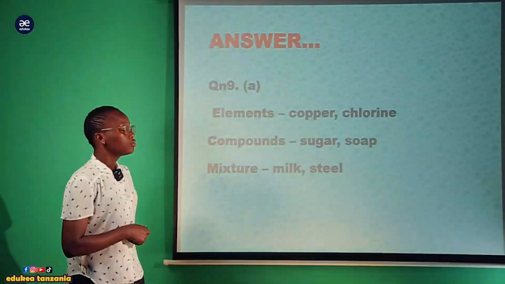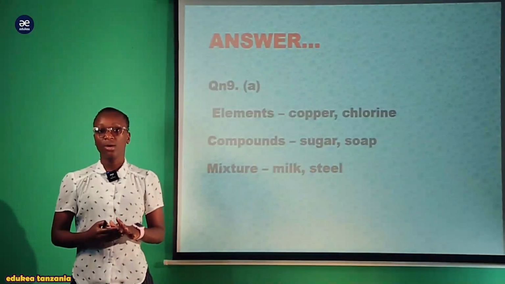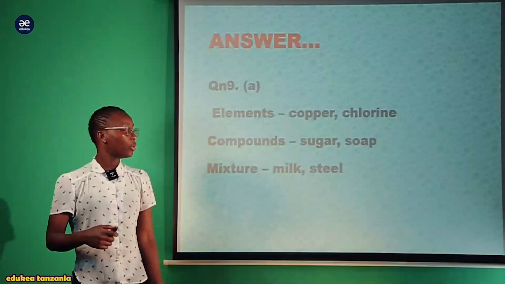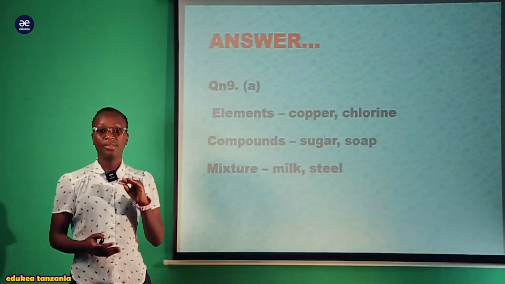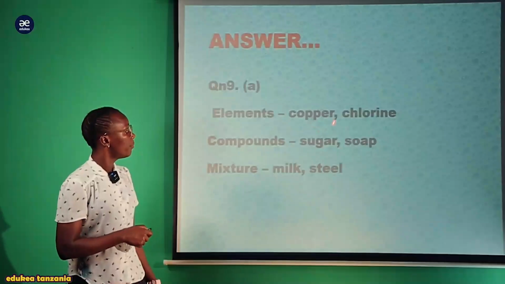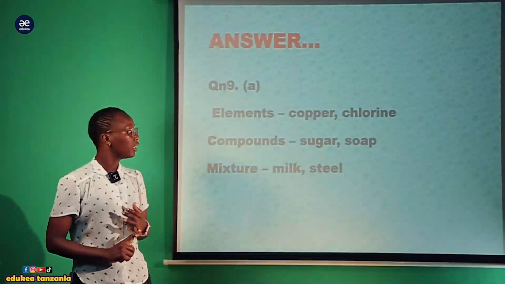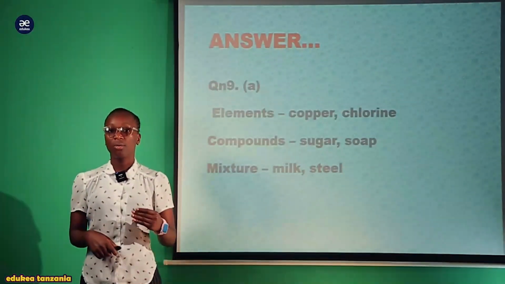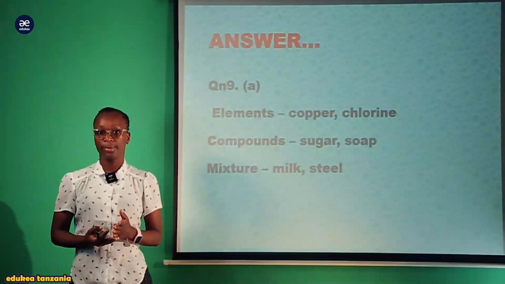So part A tulikuwa tumepewa list ya components, tukaambiwa to identify which ones are the elements, which ones are the compounds, and also which ones are the mixtures. So obviously from that list the elements were copper and chlorine. Hiyo ndio elements. But tunapokuja kwenye compound, tulikuwa na component of sugar, tulikuwa na component of soap. So these are the compounds.